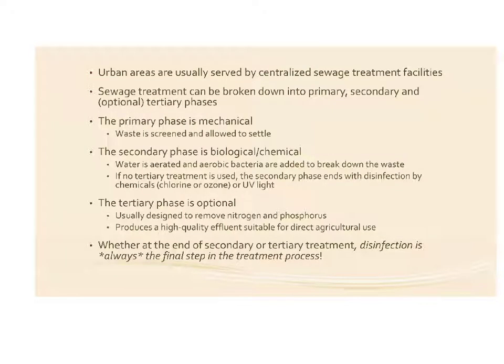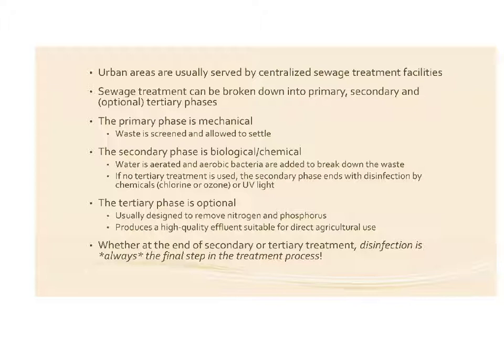Urban areas, or areas that are connected to sewer pipes, are usually served by centralized sewage treatment facilities. Sewage treatment can be broken down into 3 phases: primary, secondary, and an optional tertiary phase. The primary phase is mechanical. Waste is screened and allowed to settle in a big tank. And we're going to go through this one. There's a picture that I'm going to show you. We're going to walk through step by step.